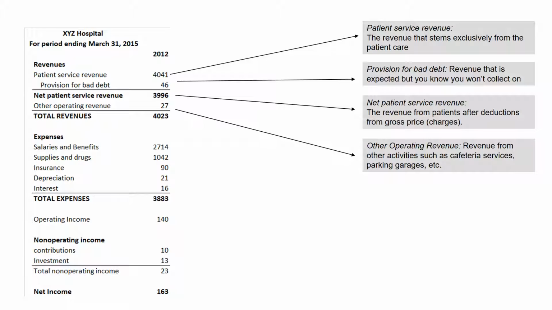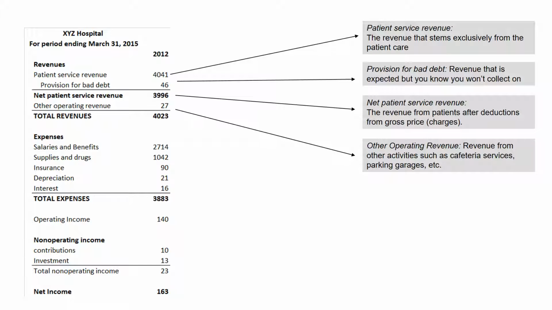This is XYZ Hospital. So you know that it's not the balance sheet just from this single line right here. What it says is for period ending March 31st, 2015. That means first quarter of 2015.